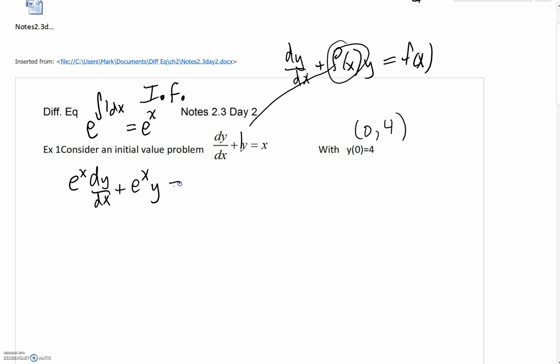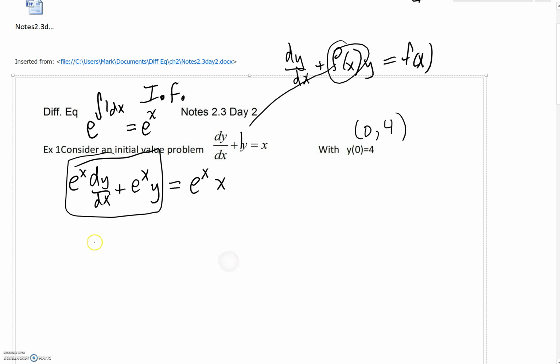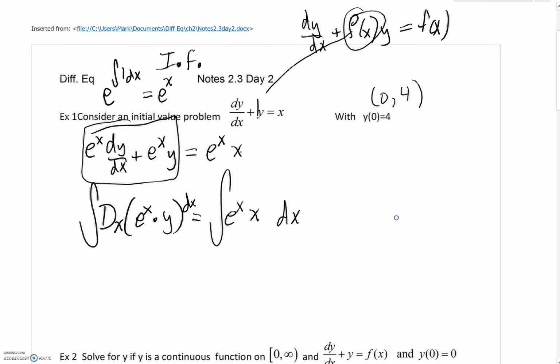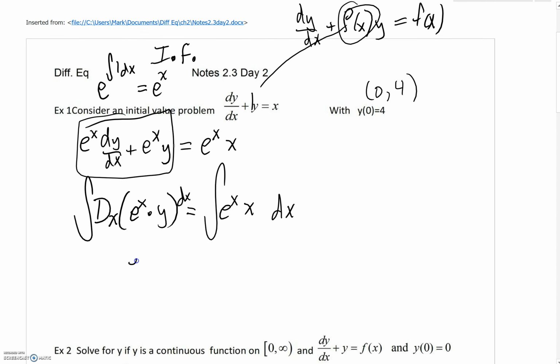The purpose of this is that now we can look at this left-hand side and say, really, this is the product rule. In fact, it's the derivative of e to the x times some function called y. And we're always going to make use of that. We want to write it that way so that we can then integrate the left and the right-hand sides. Obviously, the left-hand side now will just become e to the x y.